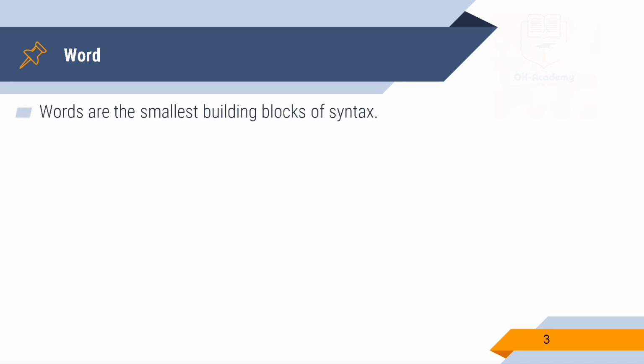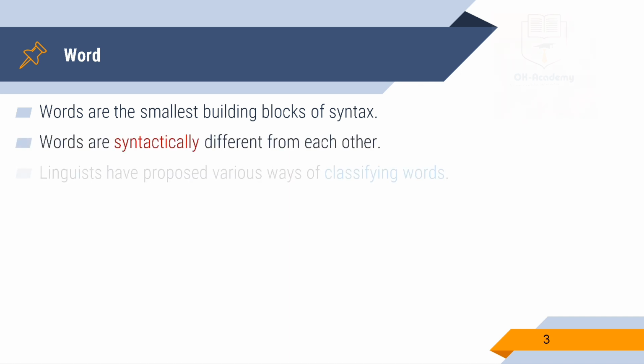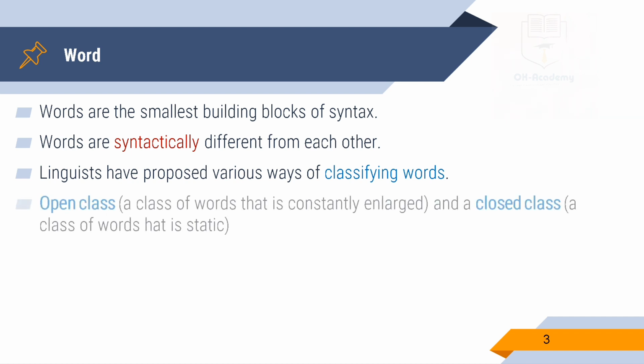So if we define words, we can simply say words are the smallest building blocks of syntax. And words are syntactically different from one another. Linguists have proposed various ways of classifying words. As you know, each language consists of a very massive number of words, and these words are categorized depending on their characteristics. So we have 8 parts of speech, or 8 word classes.